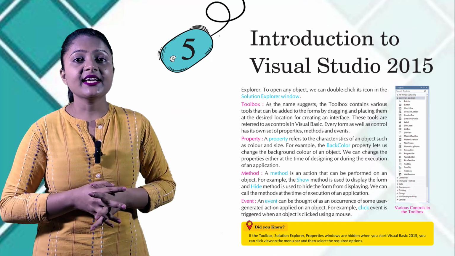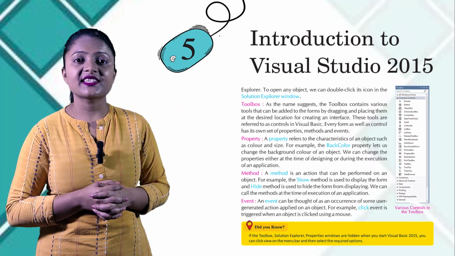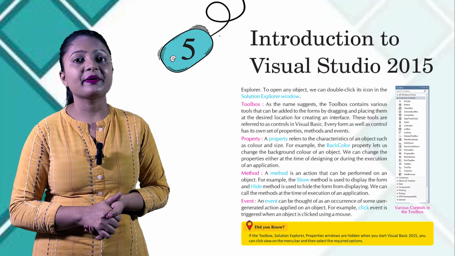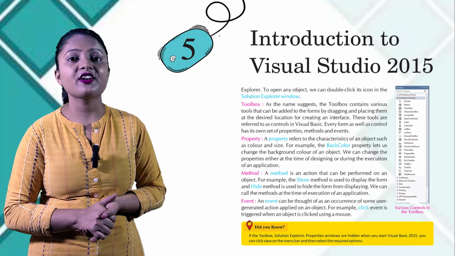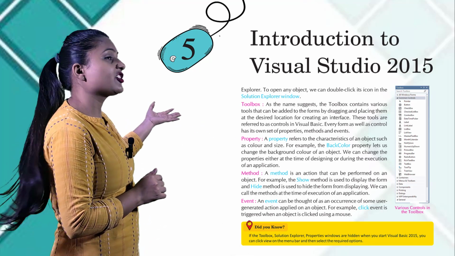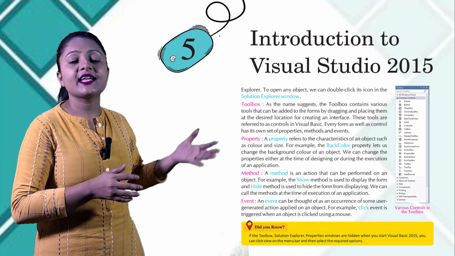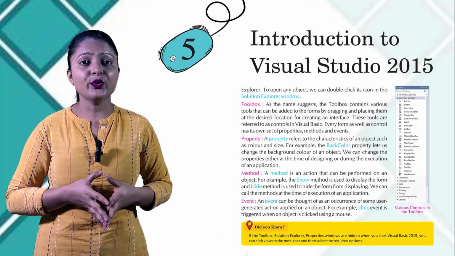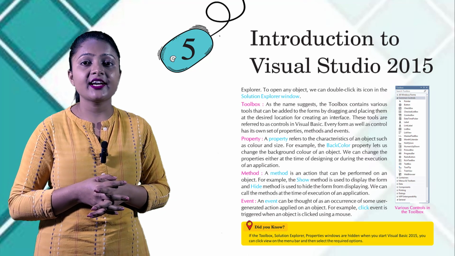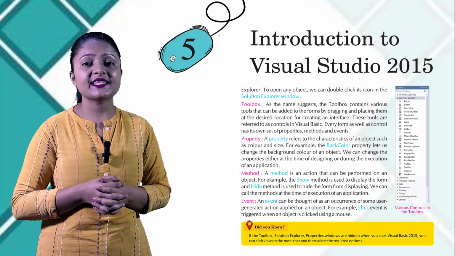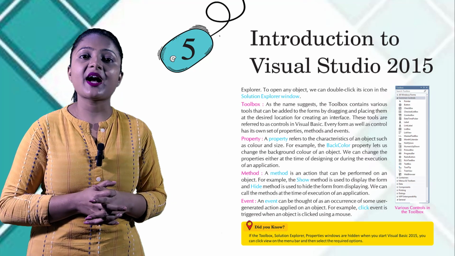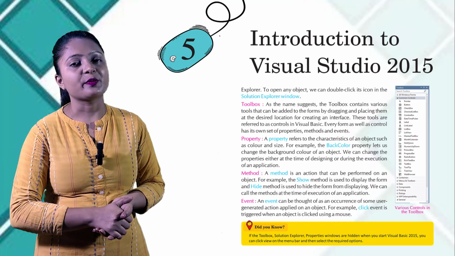Event. An event can be thought of as the occurrence of some user-generated action applied on an object. For example, click event is triggered when an object is clicked using a mouse. In this picture, you can see various controls in the toolbox. Did you know, if the Toolbox, Solution Explorer, and Properties windows are hidden when you start Visual Basic 2015, you can click View on the menu bar and then select the required options.